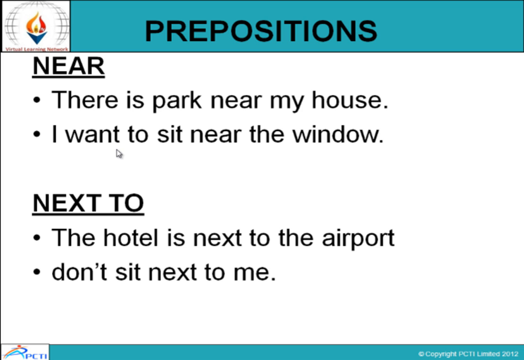Next to. Next to means in order. The next thing in order. The hotel is next to the airport. So there is the airport and the next thing to the airport is the hotel. Don't sit next to me. That means wherever I am sitting in that order, you don't come and sit next to me. You go and sit elsewhere. So next to means the next.